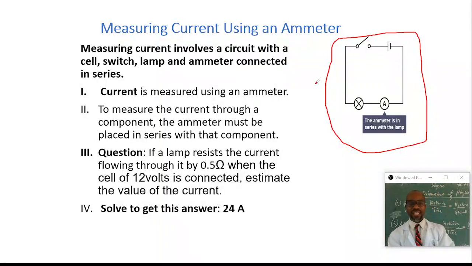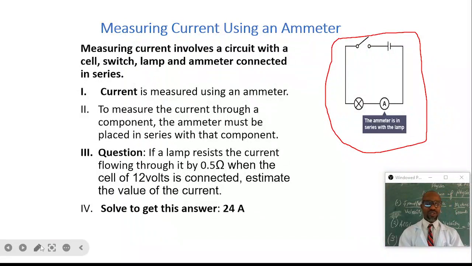And we begin by saying that we can measure currents by first of all connecting the following components. The first one is a lamp, the second one is the ammeter itself, the third one is a source of energy, maybe a cell or a battery, but in this case we are using a cell, and then a switch. All right, so that is it.